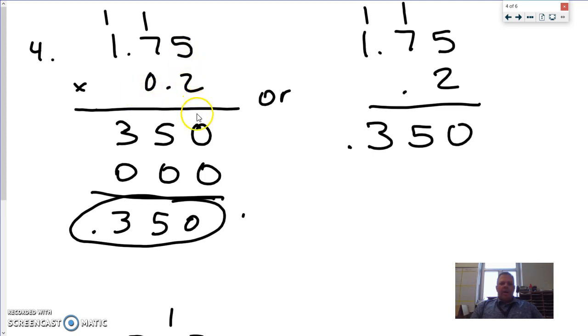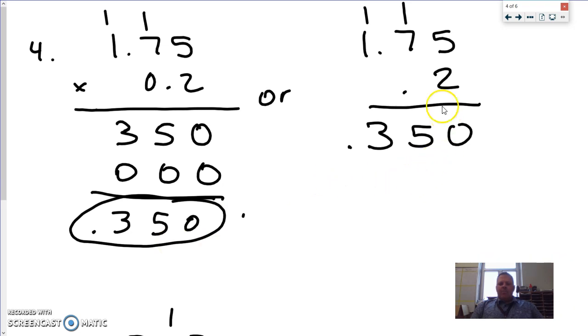2 times 5 is 10. Notice I carried the 1. 7 times 2 is 14 plus that 1 is 15. I carried the 1. 1 times 2 is 2. I add the 1 to it and I get 3. I keep a 0 right here for a placeholder because we have the tenths place. So this is 0, this is 0, and this is 0. So we should actually have another 0 right here. But when I add them, we get a decimal of 350, 350 thousandths.